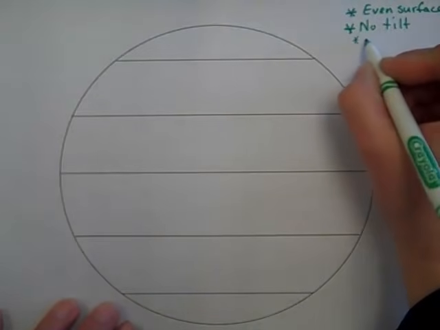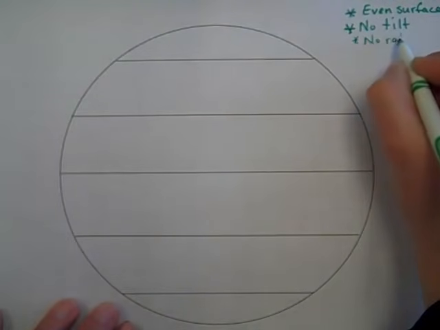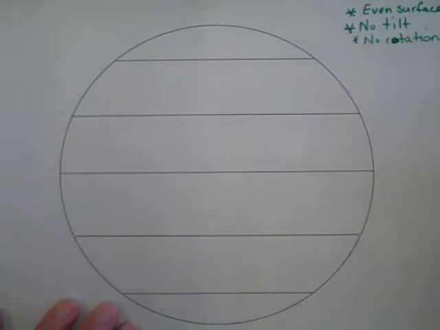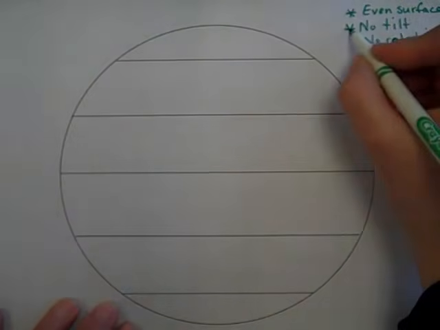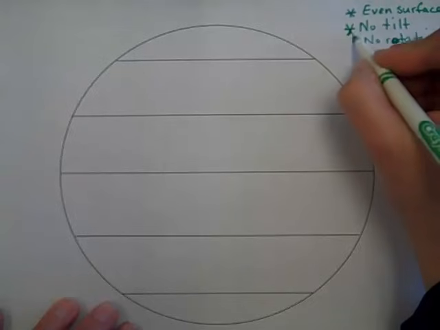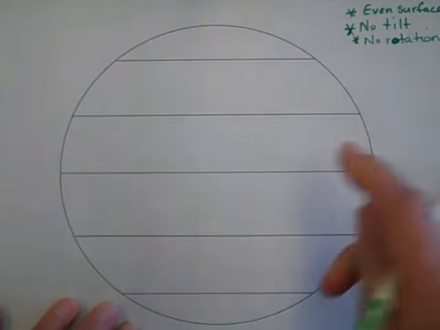And then we are also going to assume that there's no rotation. Okay, so we're going to ignore the fact that the Earth is rotating for just a minute. All right, so if we look at our globe, we're going to define a few points on our globe here.